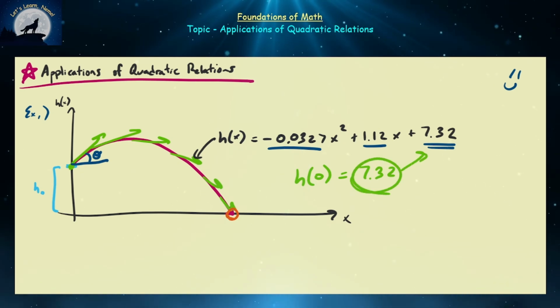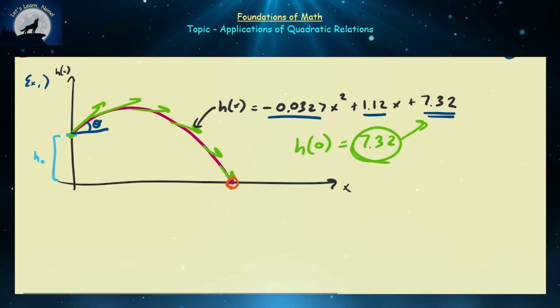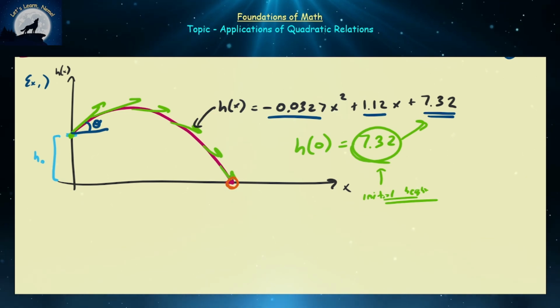So what exactly does this 7.32 quantity correspond to? Well, that's obviously going to be the initial height. That's the initial height. So this h0, for example, is going to be equal to 7.32. And let's assume that this unit is in feet. So what else do we know about this particular object?